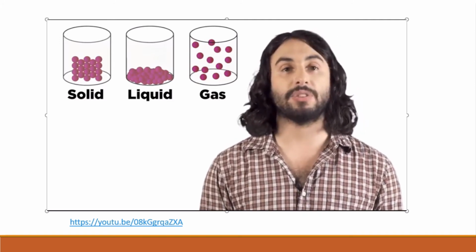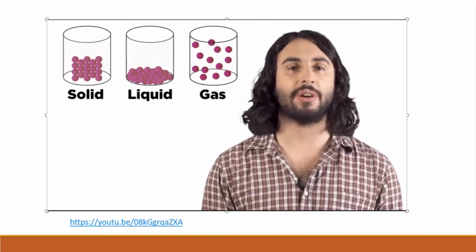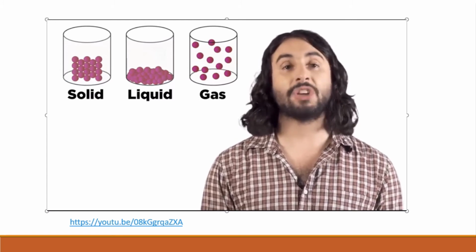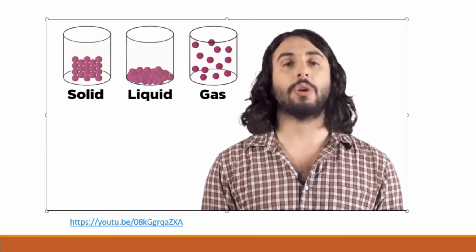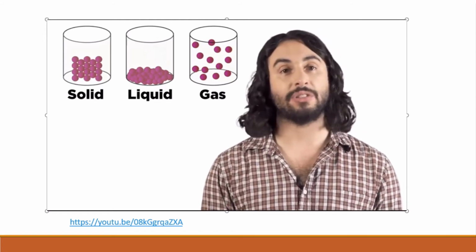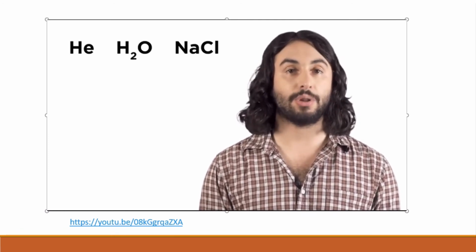A liquid's particles are moving, but they are still close together and interacting. Gaseous particles are moving and they are far away from each other, so compared to liquids, they basically don't interact. So let's pretend we have three substances: helium, water, and sodium chloride.